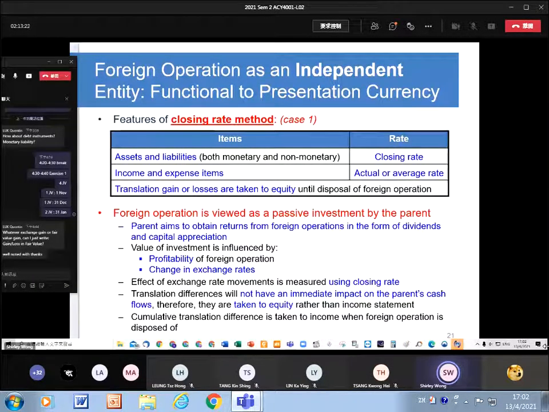This is the accounting standard that designates the closing rate method. You will record the translation gain or loss under the equity.